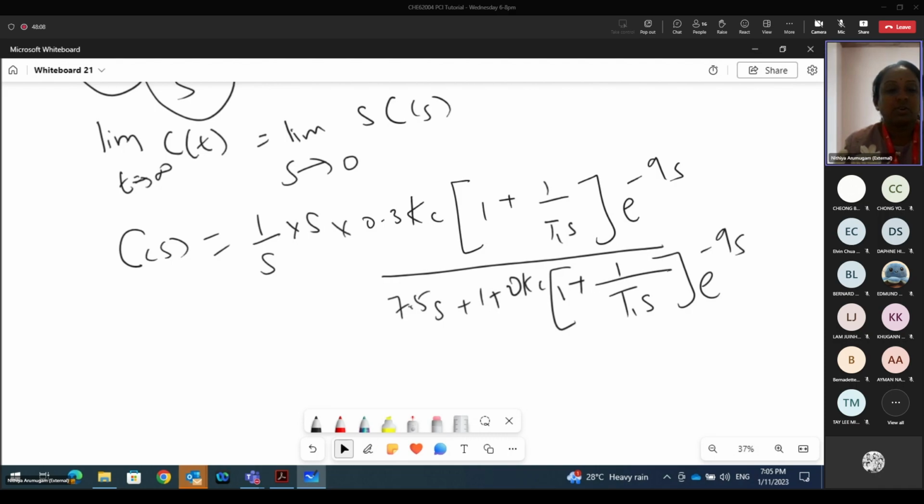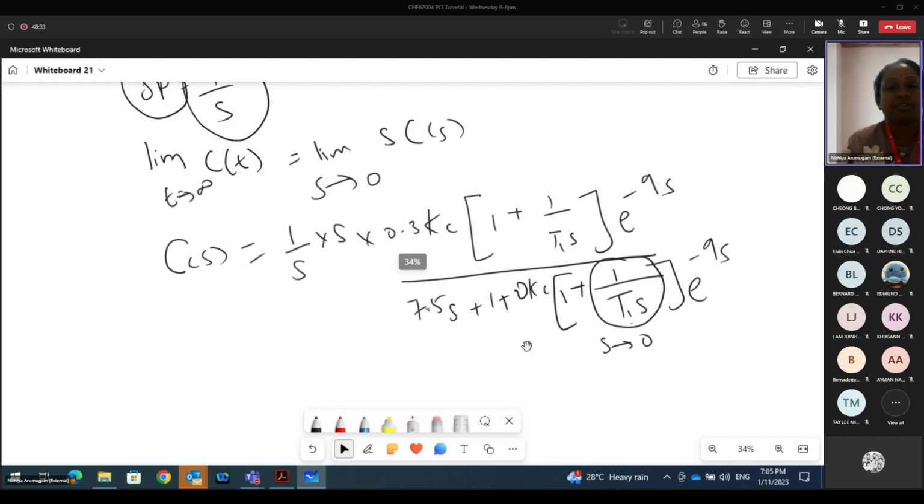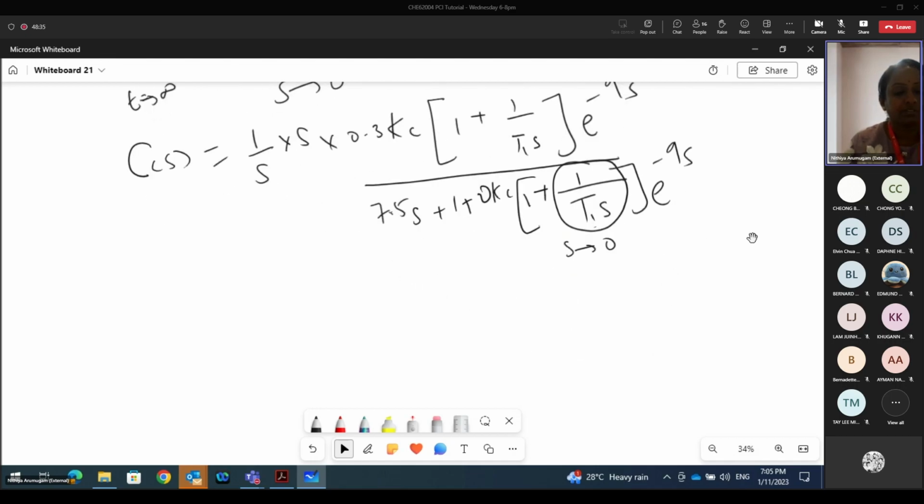s. So if this is in the form of 1 over tau s, when s approaches 0, this will be an issue for us to solve. Okay, so when s equals 0, it will basically give infinity. So we need to rearrange this form. Okay, we rearrange this form so that we don't have any leftover denominator in terms of s.